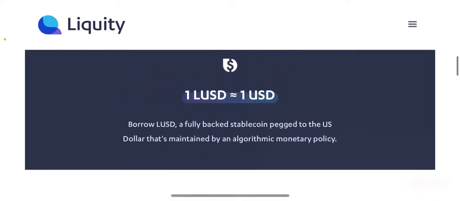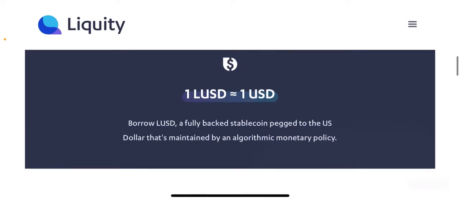And the third important feature is 1 LUSD equals approximately 1 USD. So this is not an equal to sign, it's an approximately equal to sign, which means there could be slight variation at a cent level between the actual US dollar versus the LUSD, which is supposed to be pegged to the US dollar, but it's so minuscule that it's almost identical, right? Borrow LUSD, a fully backed stable coin pegged to the US dollar, that's maintained by an algorithmic monetary policy.